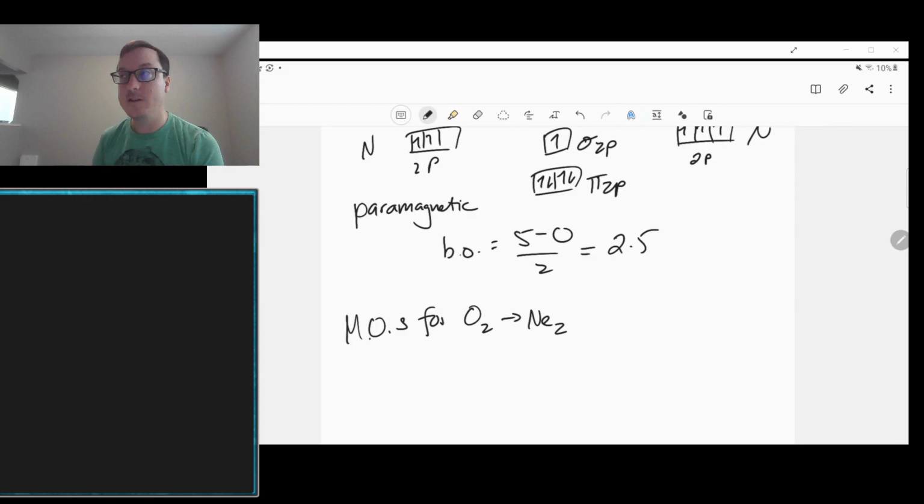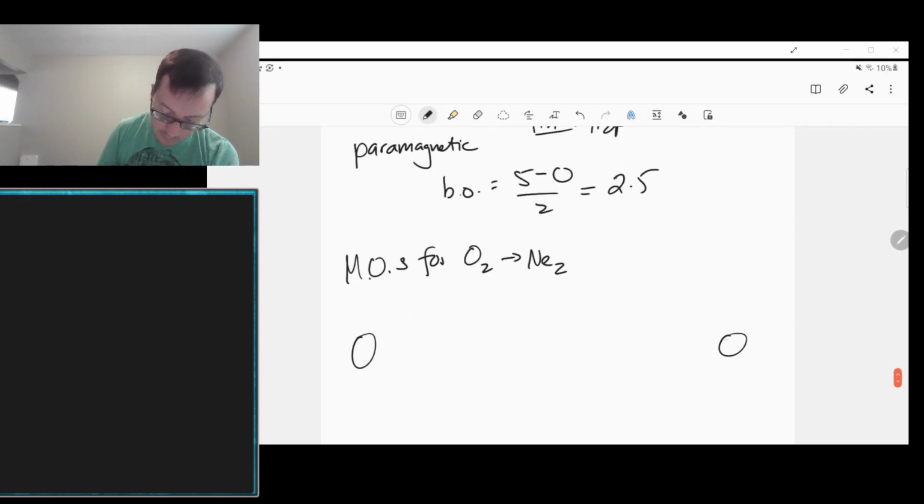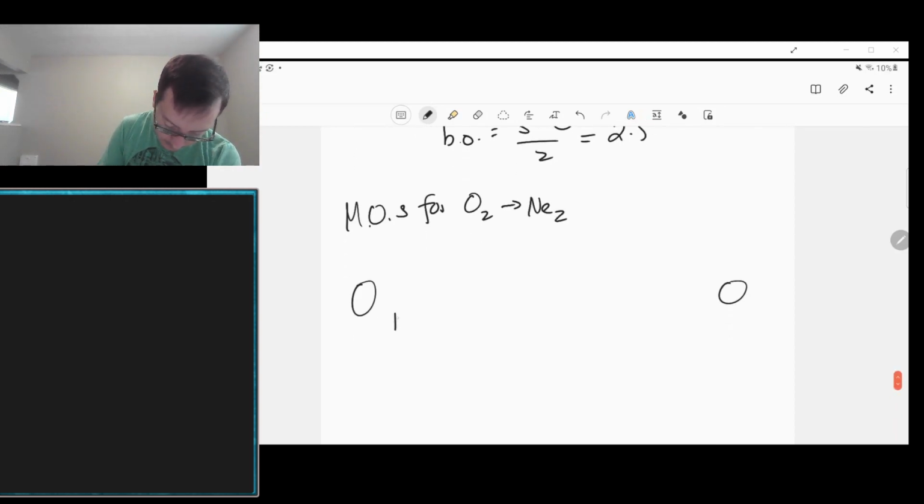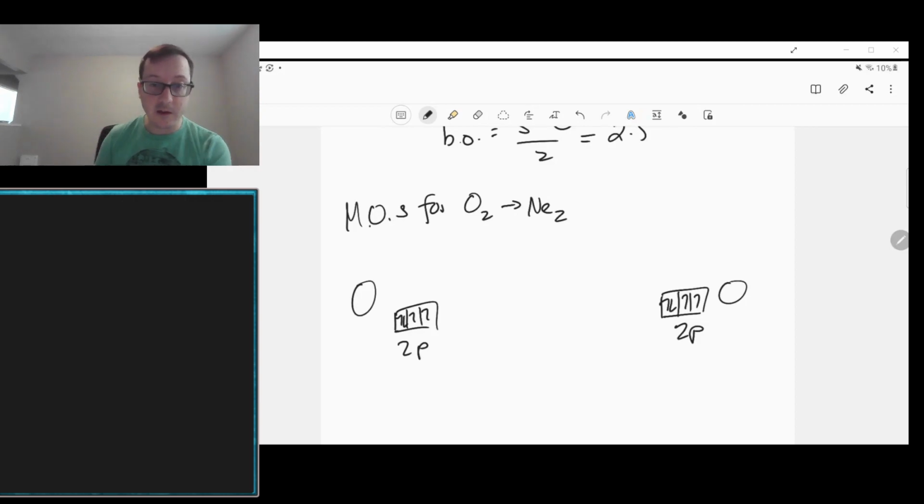If we look at the ones from oxygen and beyond, we see we have one thing switch here. Let's take a look at it. If we look at oxygen, dioxygen, oxygen has 4 electrons in the 2p orbitals. Again, I'm omitting 2s because we don't need to show that right now because we know it's going to cancel out.